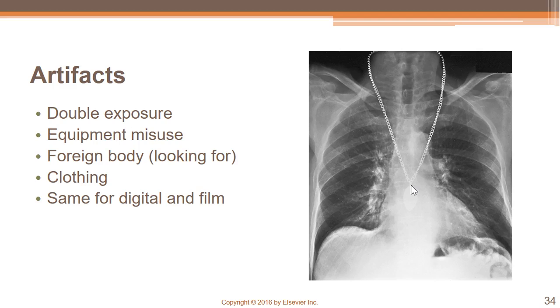And so when it comes to artifacts in general, it's anything that's unwanted, and we're going to look at some of these others, the double exposure, the equipment misuse. And again, when you're looking for a foreign body, that's something that you are looking for to define where it is so that they can go in there and take it out.